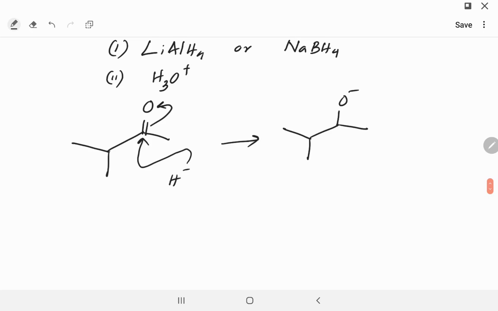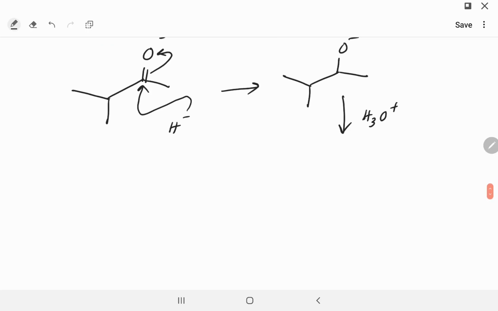Okay, so this is the alkoxide, but of course you will treat it with what? An acid, a mild acid, which will protonate the alkoxide ion, generating the OH. So very straightforward, right? Very straightforward. So this is the reaction.